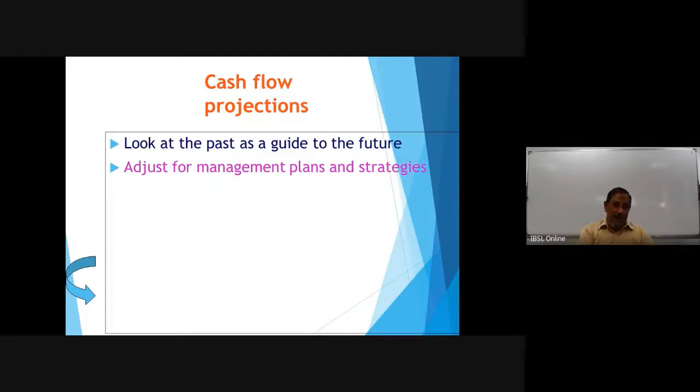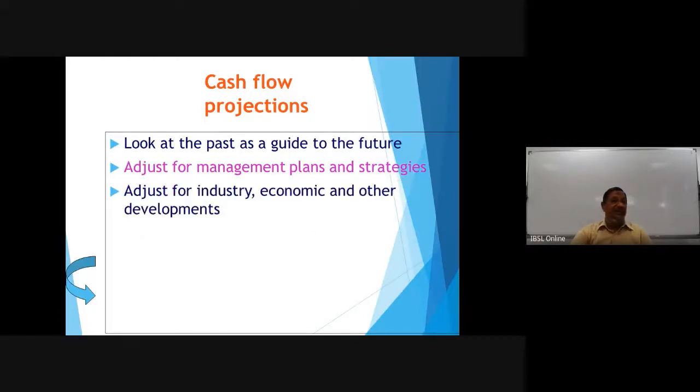Right? Look at the past, adjust the management plan for future strategies. What is management trying to do next year or the next 3 years? And adjust the data accordingly. Plan it. Adjust for industry, economic, and other developments. These are the external environment. Economic changes, industry changes, political changes, social, likewise. What are the changes you can anticipate? You make changes for that.